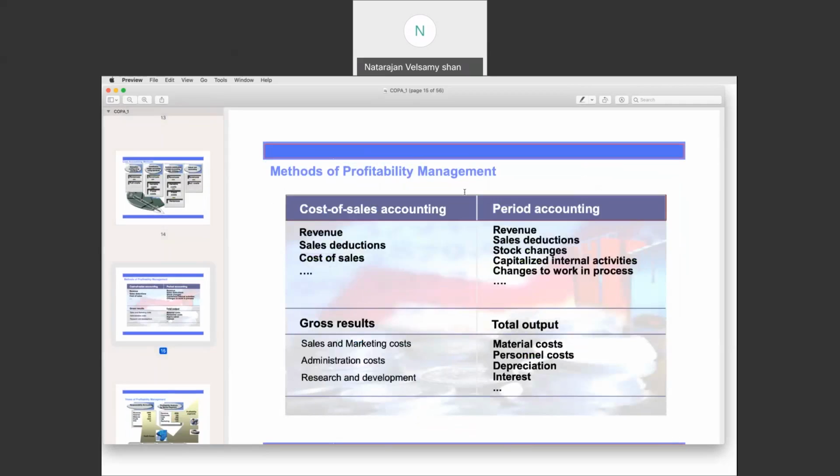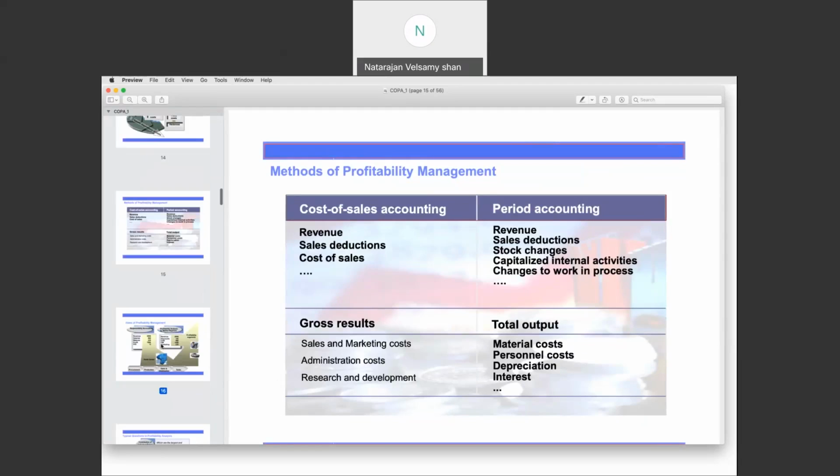Method of profitability management: cost of sales accounting is going to show revenue, sales deduction, cost of sales, and gross results. Period accounting will show you the total output, like how much revenue, how much sales deduction, what are the stock changes, capitalized inventory, and changes to work in process. You can say total output. Then material cost, personnel cost, depreciation, interest.